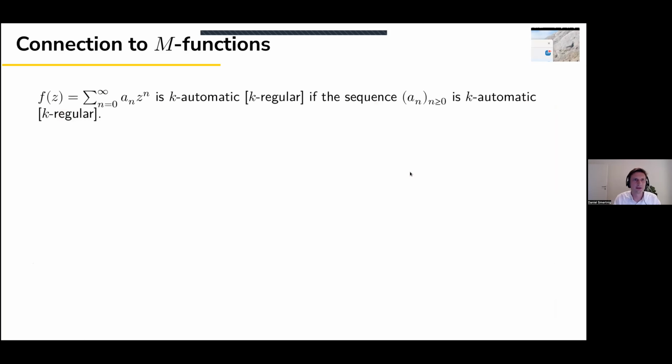Now, how is this connected to m functions? If we take such a sequence of k-automatic or k-regular sequence and take it as the sequence of coefficients of a power series, then Becker has shown that this always gives an m function. So there are inclusions of k-automatic series and k-regular series. Of course, this one is proper, as we just saw, because there are k-regular series with infinitely many distinct values. And this is also properly contained in the set of m functions.